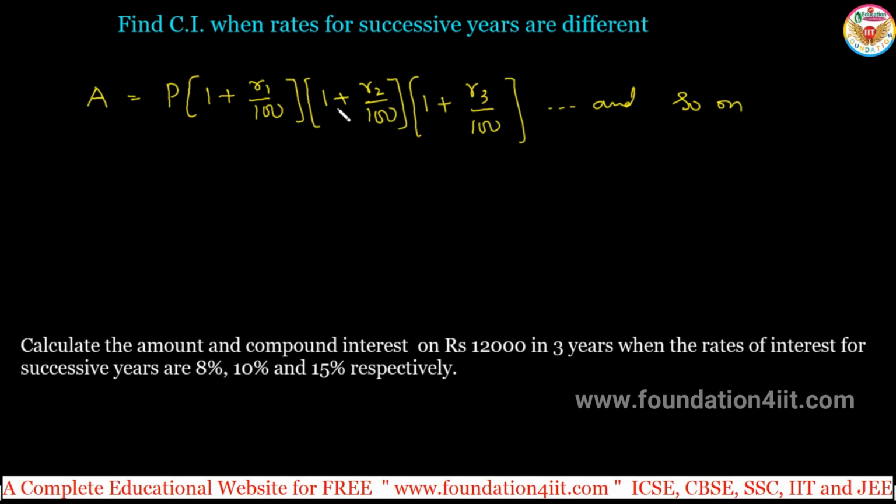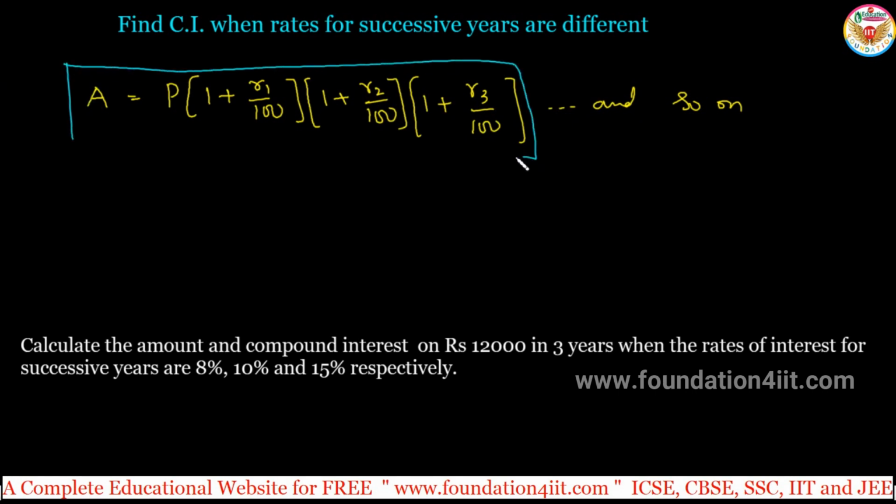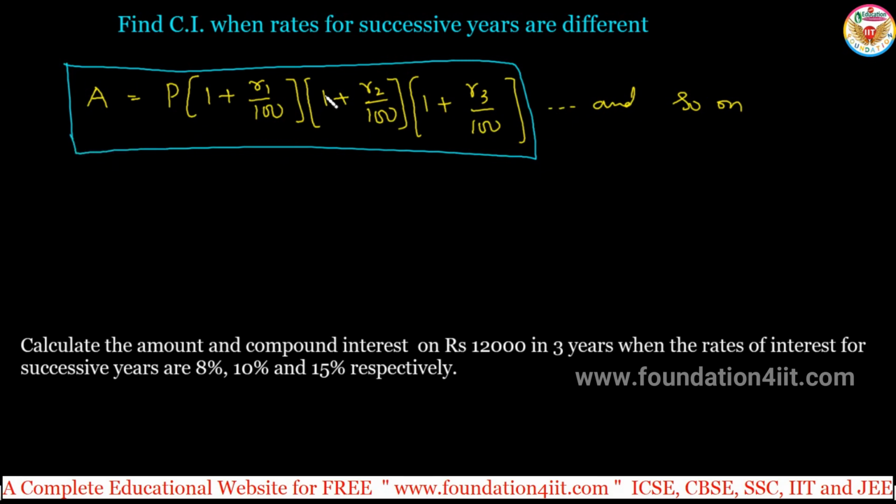So like that we can separate it. Here R1, R2, R3 and so on are the rates of interest for the successive years. If it is 4 years, again we will write into 1 plus R4 by 100. Okay, so this is the basic formula we will apply. Let us calculate one problem here using this formula now.